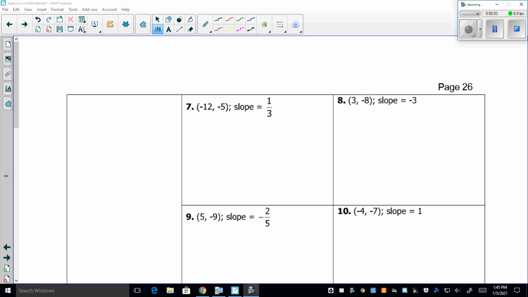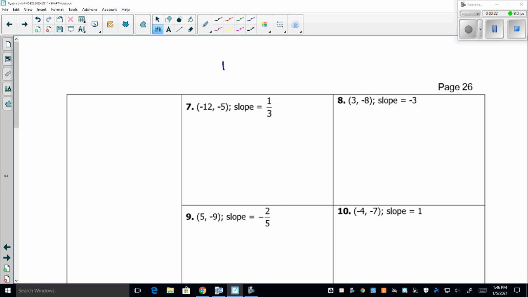Today we are moving on with writing the equation of a line given a point and the slope of the line. So we're just getting more practice today. It's an important skill. It's not going away. You're going to need it for Algebra 1, Geometry, Algebra 2. So the general formula comes from the slope formula.